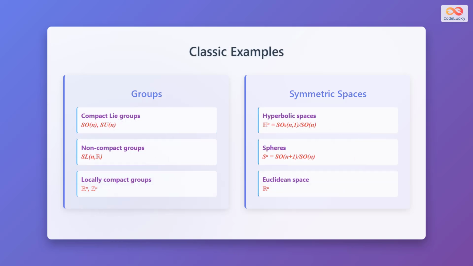Let us look at some classic examples of groups in symmetric spaces. Examples of groups include compact Lie groups such as special orthogonal group of order n, special unitary group of order n, non-compact groups such as special linear group of order n over real numbers. Locally compact groups such as real numbers to the power of n, integers to the power of n.